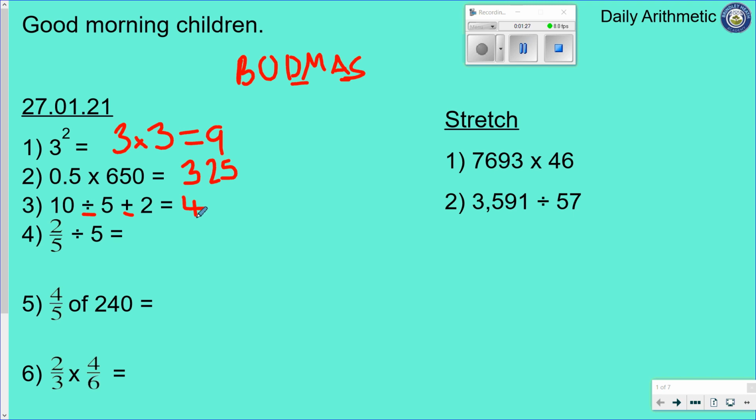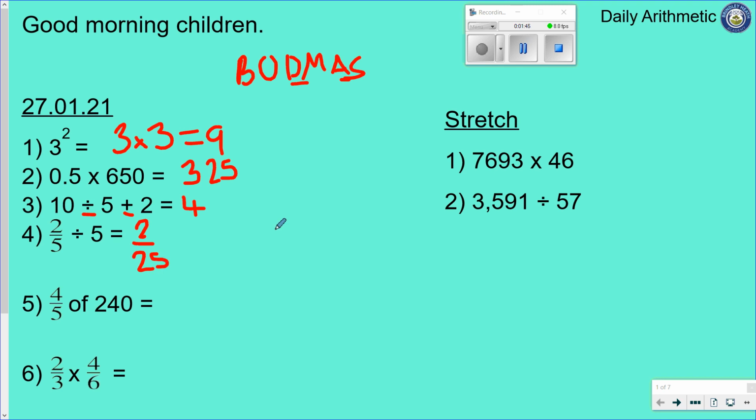Question 4. A fraction divided by a whole number. Remember, when we do this, the numerator stays the same, and it's the denominator that will change. D for divide, D for denominator. So we're going to do 5 times 5, which is 25.